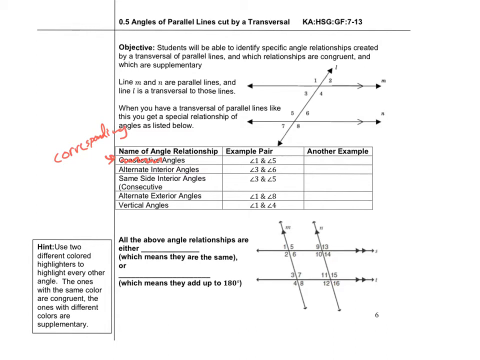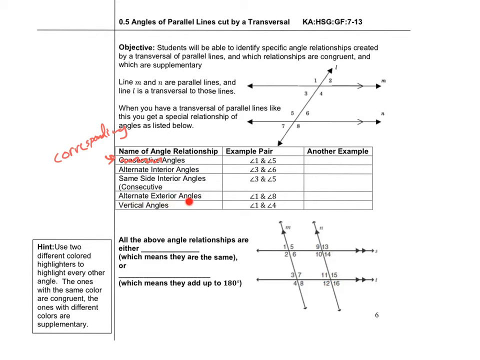The next one is same side interior angles. And another word for this is consecutive. That's there twice, that's a mistake, this is really consecutive. So this one has two names, same side interior or consecutive. I like same side interior because it just makes sense. They're on the same side of the transversal, they're inside. So the example I'm giving you here is 3 and 5. You should be able to quickly tell what the other pair is that's same side interior or consecutive.